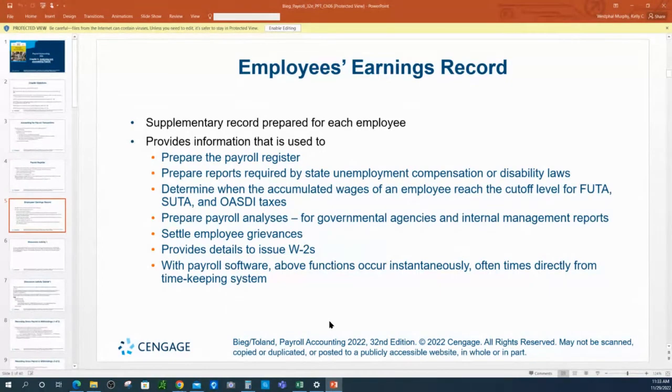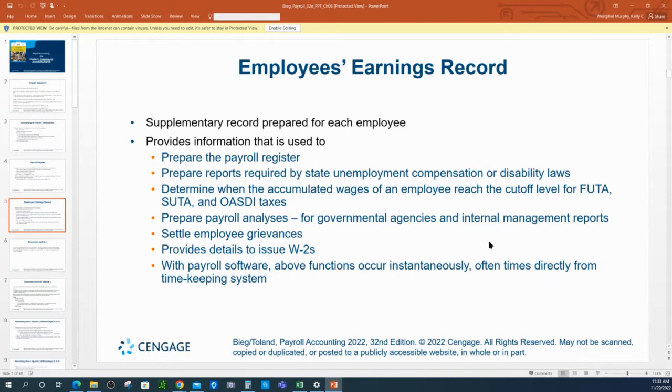And for SUTA purposes, whatever our state wage base is, we're going to stop once we get to that point. So the employee earnings record gets us that information, and we need to know on an employee by employee basis how much they have cumulatively earned over the course of the year in order to determine how much the employer owes in FUTA taxes as well as in SUTA taxes.